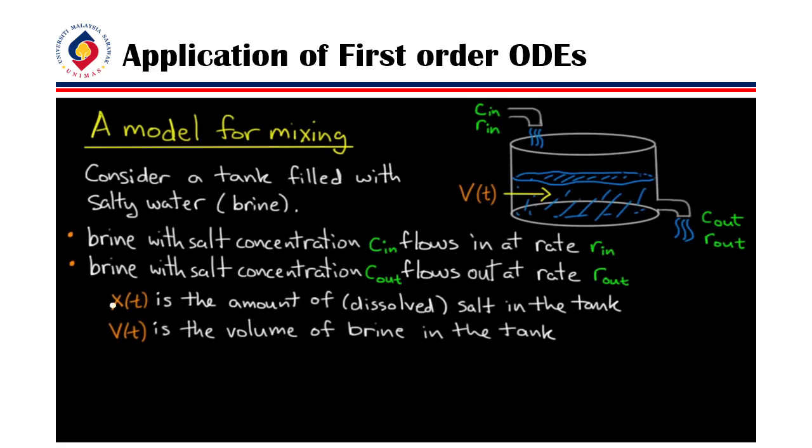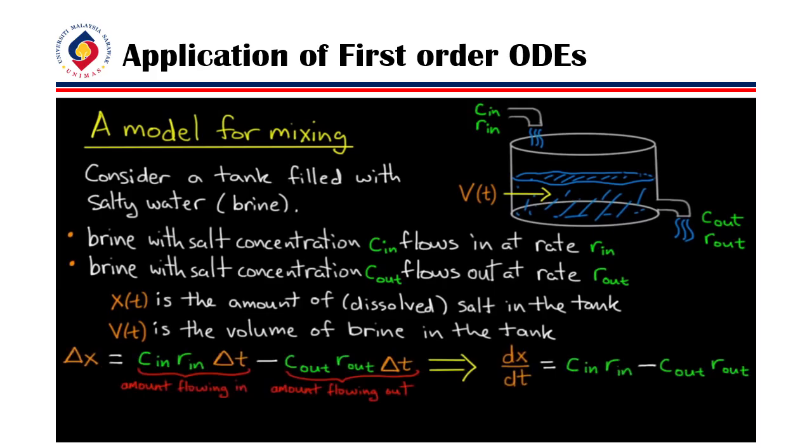Now these two quantities are changing in time. V of t, for instance, may be changing if the rate in is different from the rate out. And X of t will of course be changing because mixed brine is flowing out. Meanwhile, other brine, maybe saltier or maybe less salty, is flowing in. So the total quantity of salt in the tank will be changing. Our model will be a model for the amount x of t of dissolved salt in the tank, and we will find that it is a first-order linear differential equation for x.